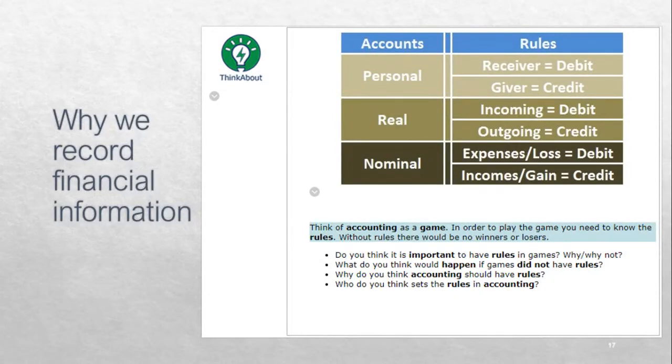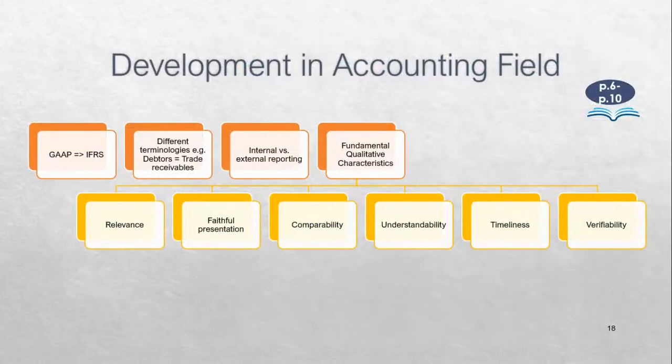Okay, and the last one, who do you think sets the rules? This was one of our Kahoot questions. So it's IFRS that is the accounting rules, and it is set by the IASB, which is our International Accounting Standards Board. They actually set the accounting standards. Okay, now this information, you just need to be aware of the fact that Bob changed to IFRS.